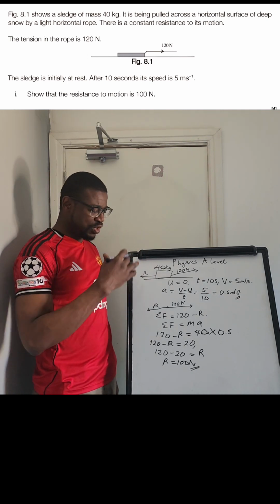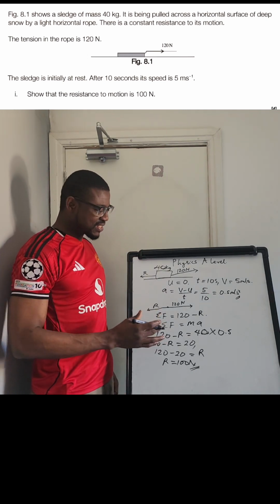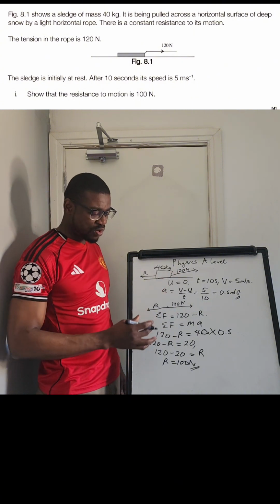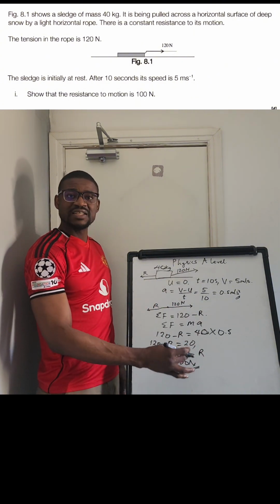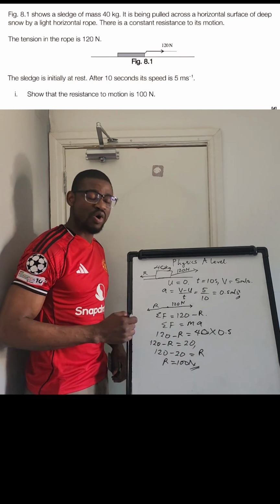You were asked to prove or show that the resistance on the sledge is 100 Newton. So if you use this method, you will find out that the resistance is actually 100 Newton.